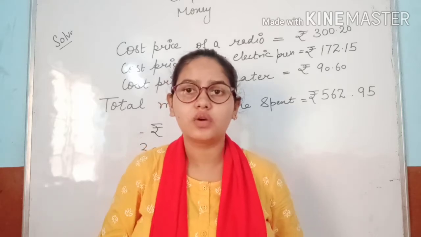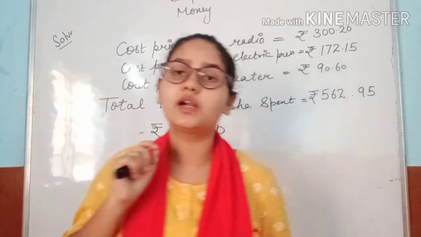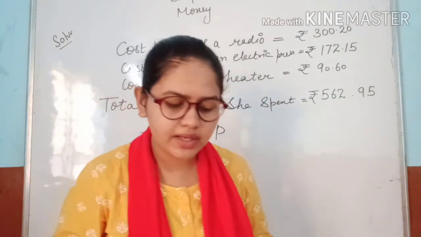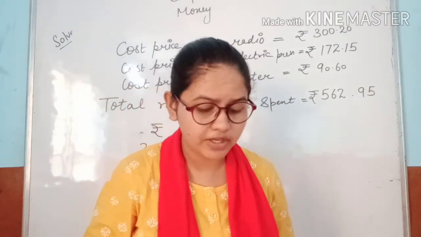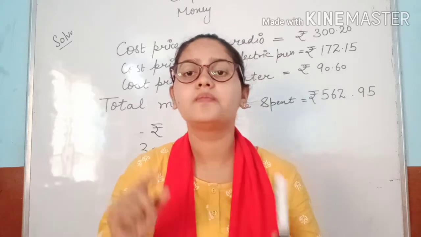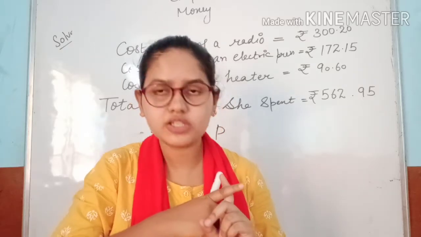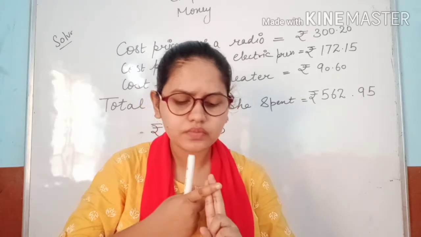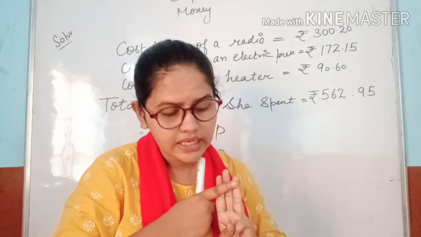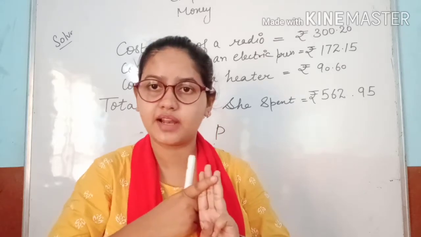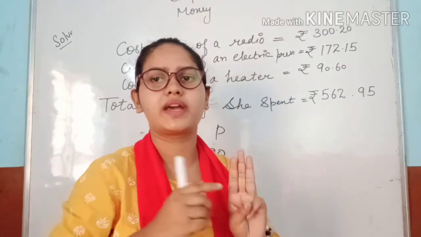So the first one I am going to recite: Salma bought a radio for rupees 300.20 paise, an electric press for rupees 172.15 paise and a heater for rupees 90.60 paise. So you can see she bought a radio first for 300 rupees, then she bought an electric press, and she bought the third thing, which is a heater, for rupees 90.60 paise, right? Three things she bought. Okay, so we have the cost price of three things.